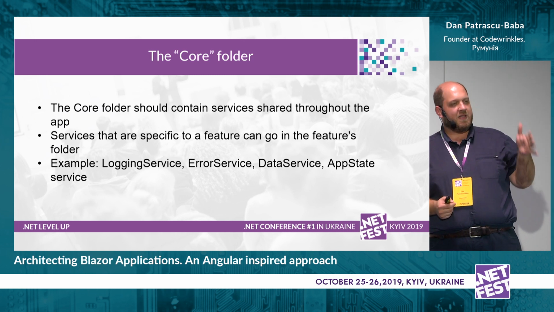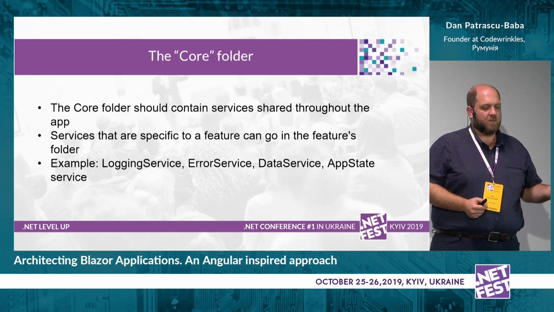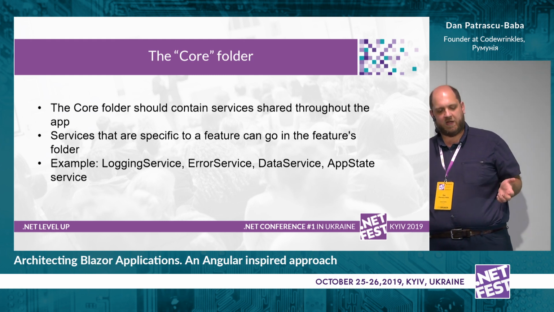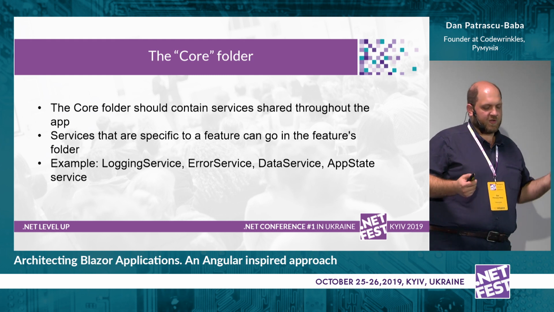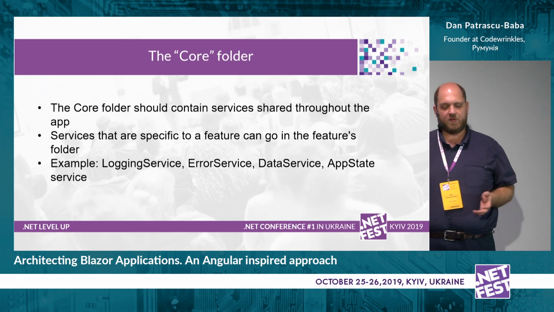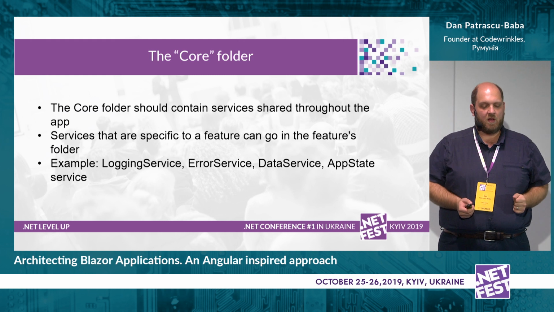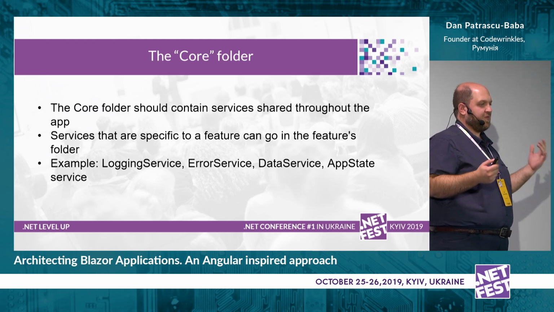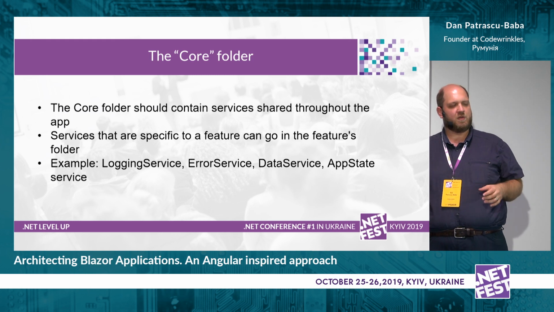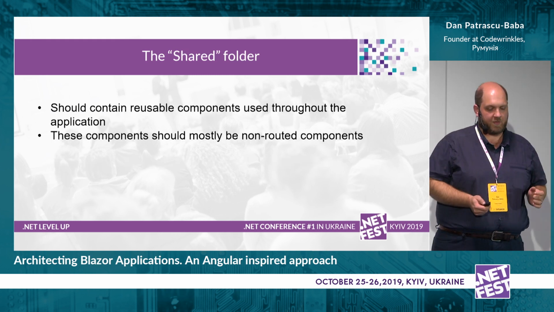But generally, we can place here services and generally classes that we reuse in some way throughout the entire Blazor application. For instance, we could have some logging services, some error handling service, a data service if we need, and we can have an app state service, which for Blazor could be very, very important, and we will look into that a little bit later.